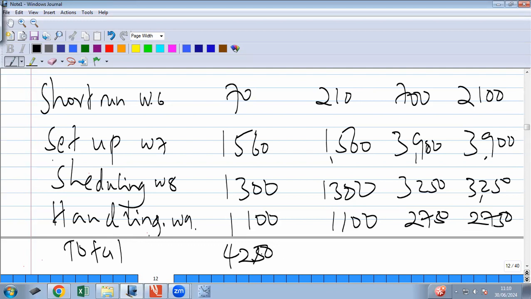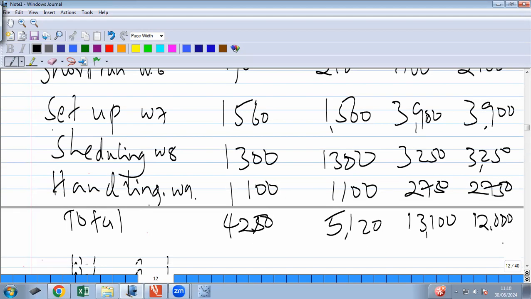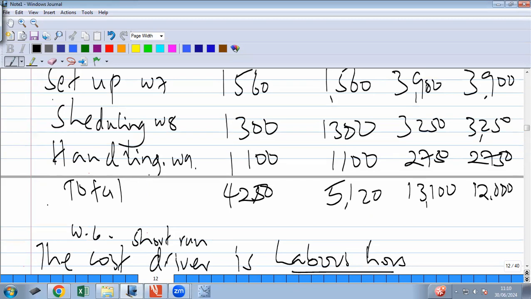4,208. 5,120. 13,100. 12,000. Guys, you verify. You are auditors. So we can also do cost per unit here. I know this is 4,208 because it was 10. This is 512, right? Sorry, this is 4,208. Yes?